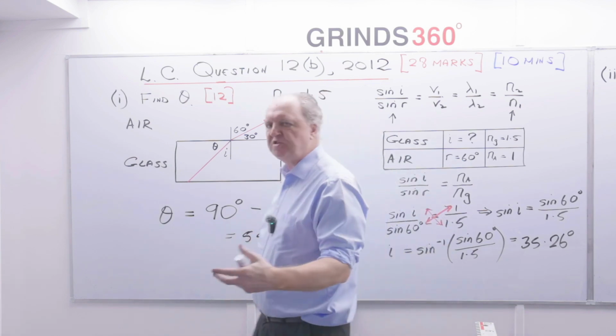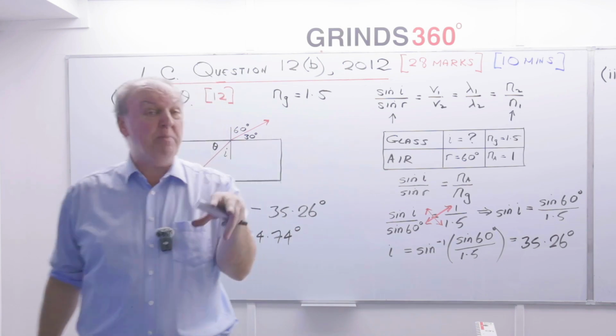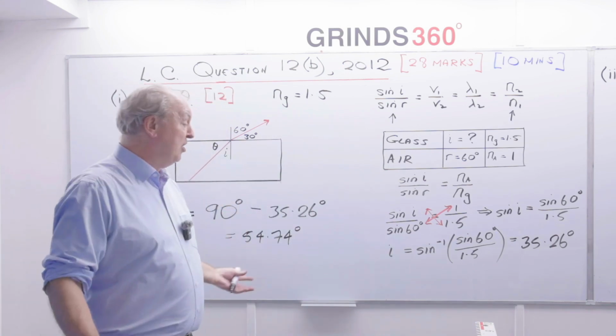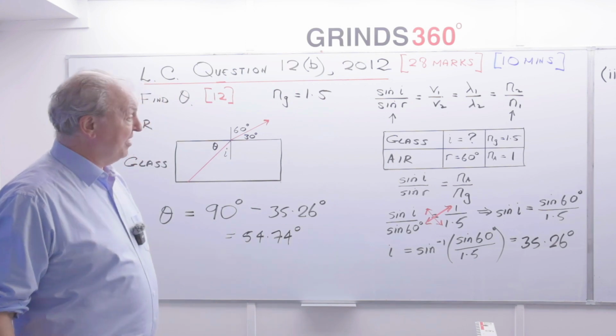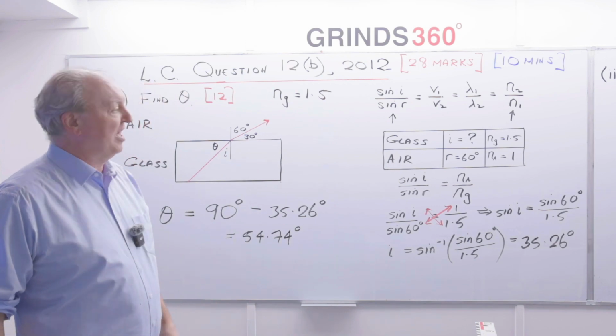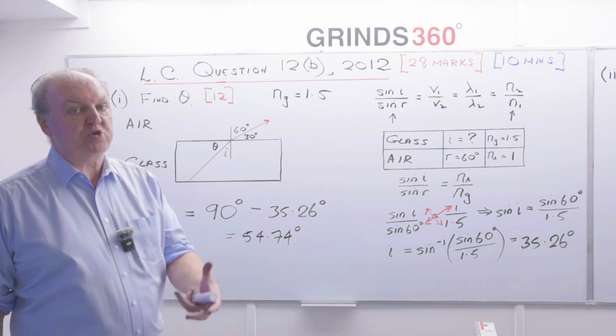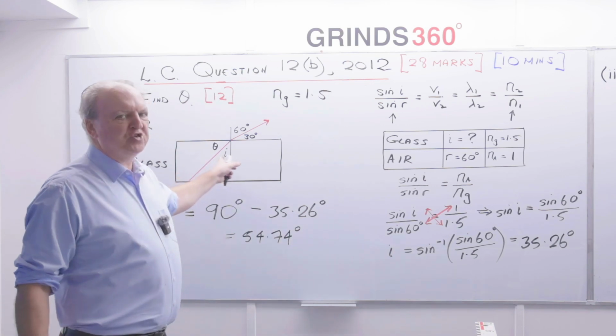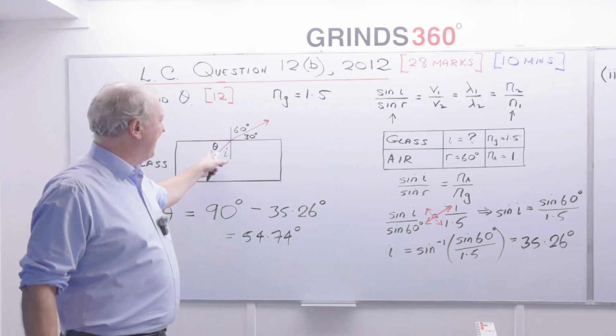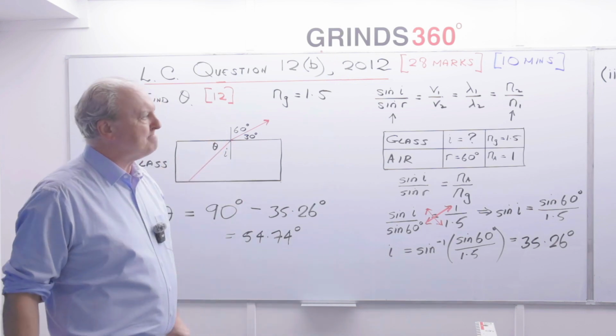How many decimal places should I go to? Doesn't really matter. I'd always go one decimal place anyway. If you want to go two, that's fine, but they never tell you, so it's up to you. They can't penalize you for going one decimal place when the marking scheme says two decimal places. So that's the part. Don't be tricked by theta being an angle that wasn't to the normal.